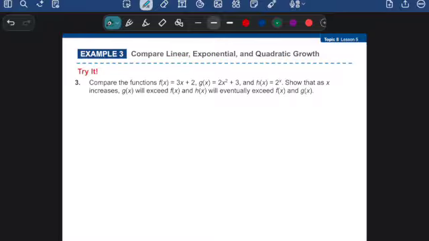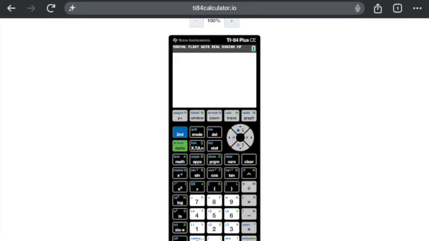So get out your graphing calculators. We're going to type these equations into our graphing calculator. Going to y equals, we want to make sure first that your plots are not highlighted, because when you're graphing from y equals, your plots need to be not on. So make sure they're unhighlighted. And then we just type in these equations.